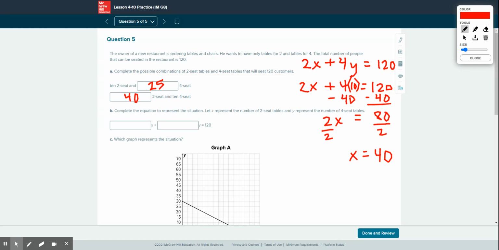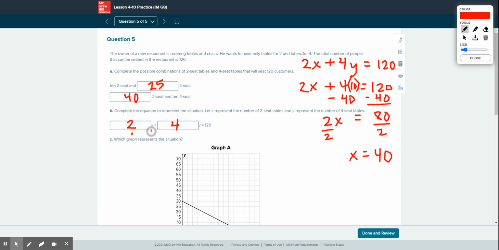So complete the equation to represent the situation. Let x represent the number of 2-seat tables and y represent the number of 4-seat tables. I jumped to this one early because I wanted you to recognize that the equation tends to be the most efficient way to do this. And in my experience, what I've seen most students jump to first is either a table or an equation. And so in this case, that equation, it's 2 people for the 2-seat tables.